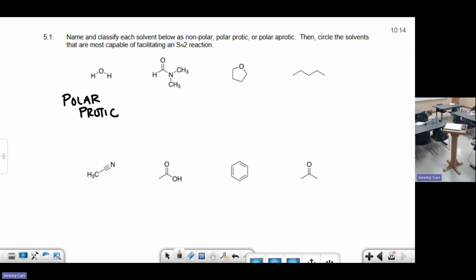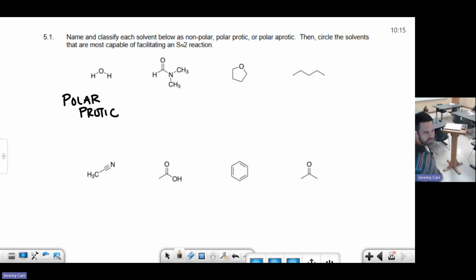Is this good for an SN2 reaction or bad for an SN2 reaction? Bad, absolutely. We want polar aprotic solvents. Those are great for SN2 reactions. So this isn't going to work very well for us. All right, look at our next one.